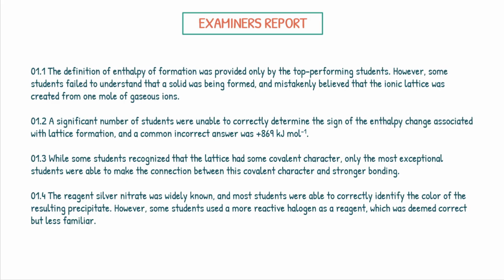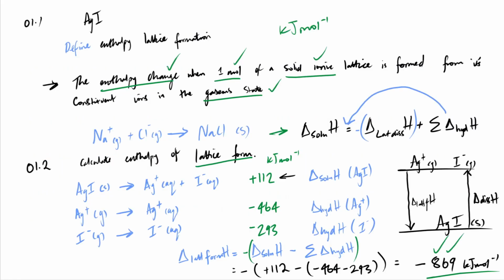However, some students failed to understand that a solid was being formed and mistakenly believed that the ionic lattice was created from 1 mole of gaseous ions. Okay, so if we go back to our definition here, it's not from 1 mole of gaseous ions, it's 1 mole of a solid ionic lattice being formed. So if we look at this example here, change to a pen, not a highlighter.